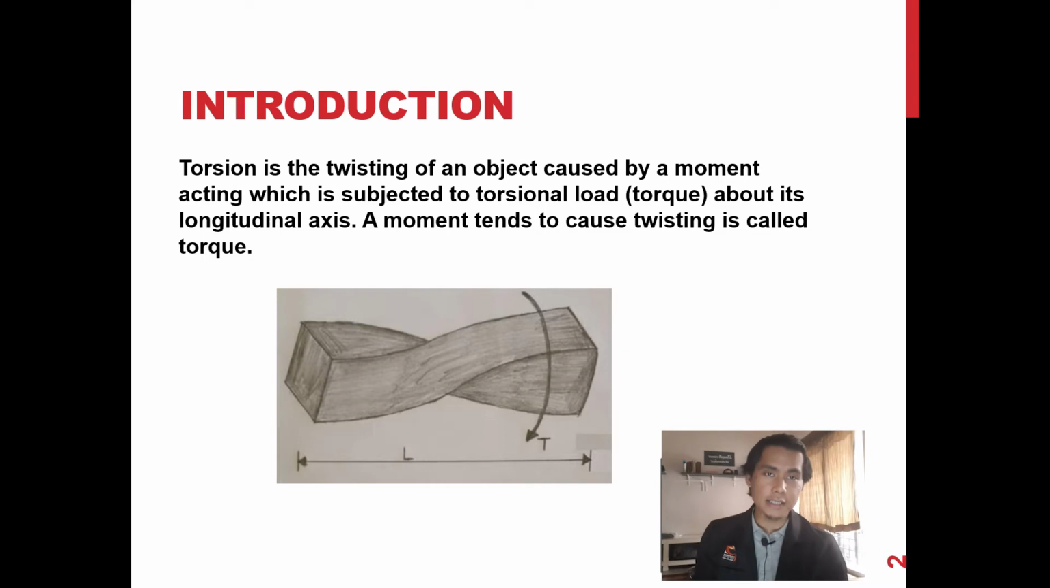So what is torsion? Torsion is the twisting of an object caused by a moment acting, which is subjected to torsional load, which is torque about its longitudinal axis. And a moment that tends to cause twisting is called torque.